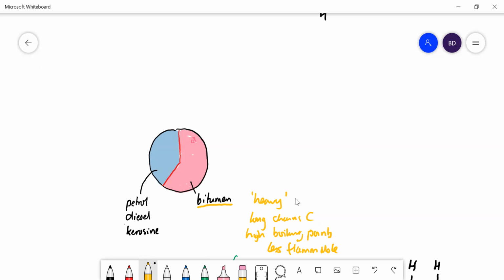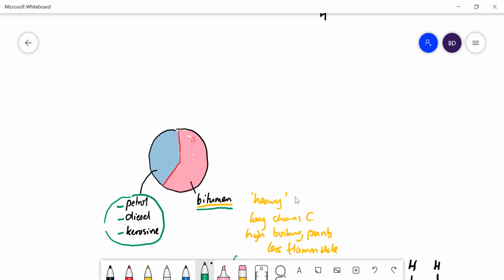Whereas if you look at the shorter ones, so petrol, diesel, and kerosene, these shorter carbon chains are more flammable and more useful as fuels. So there's a problem. Every time a barrel of crude oil is extracted from the ground, only about half of it can be used as fuels. The demand for bitumen isn't that great. Yes, they use it on roads and stuff, but people don't want that so much. So what do you do with the other half of the barrel of oil? You can't throw it away. One, that'd be very wasteful. Two, it'd be very environmentally bad.